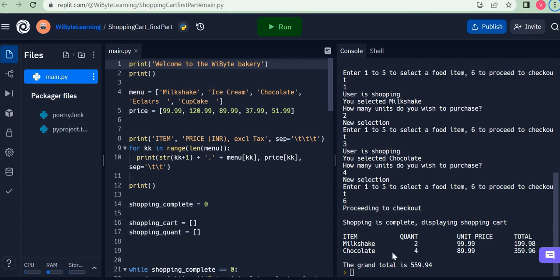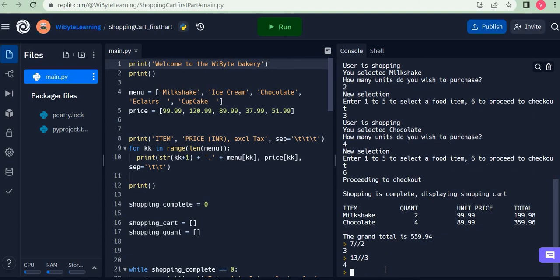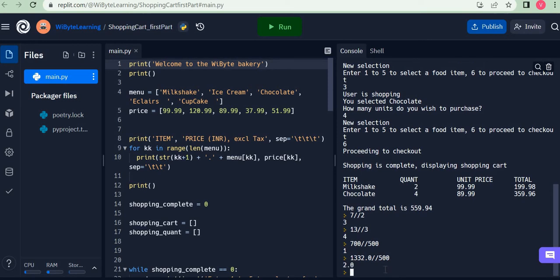So the first example that I took was 7 floor division 2, and I get a 3 as we had thought. Let's say I did 13 floor division 3, I get a 4. Let's say I did 700 floor division 500, I get 1. And again, this is what we expected. If I did 1332.0 floor division 500, I'm going to get 2.0. Now the point I'm trying to make is that you'll always get the nearest smaller whole number.